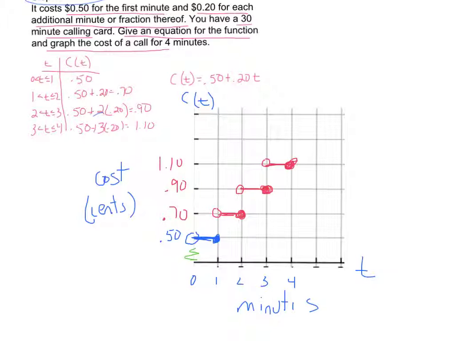Nice job. Let's talk real quick about the domain and the range. The domain, t could be what? Can you talk for negative minutes? No, so our domain is restricted. You could talk 0 minutes, I suppose, all the way up to what? How many minutes were on the calling card? What were we restricted to? Oh, that shouldn't be x, by the way. That should be t. You could talk all the way up to 30 minutes.